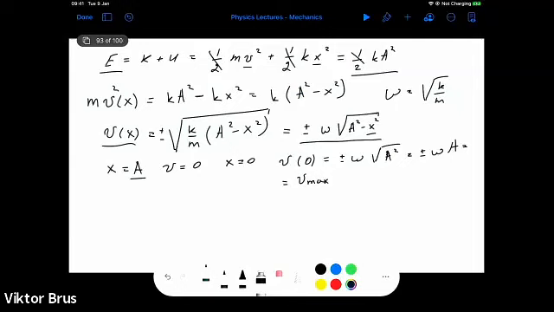So this equation works and can be handy to calculate velocity at different positions for simple harmonic motion without involving time. Okay, guys, so I see we overshot a bit with time, but it's good because we finished with the quantitative description of simple harmonic motion, and that is a very important part of this chapter.